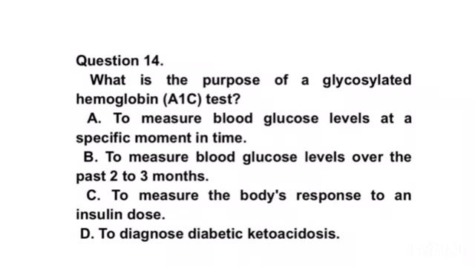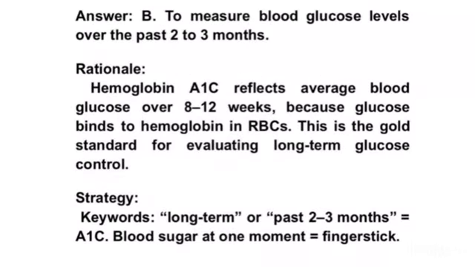Question 14. What is the purpose of a glycosylated hemoglobin A1C test? A. To measure blood glucose levels at a specific moment in time. B. To measure blood glucose levels over the past 2 to 3 months. C. To measure the body's response to an insulin dose. D. To diagnose diabetic ketoacidosis. Answer: B. To measure blood glucose levels over the past 2 to 3 months.